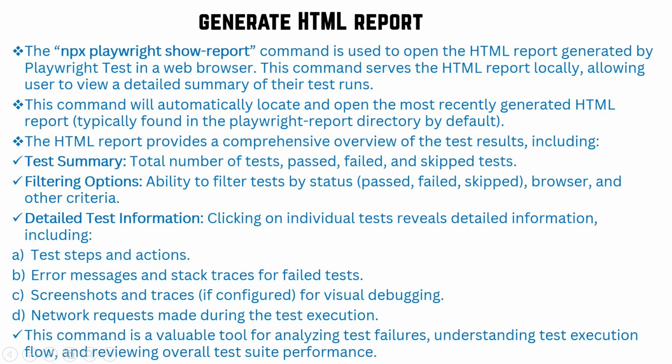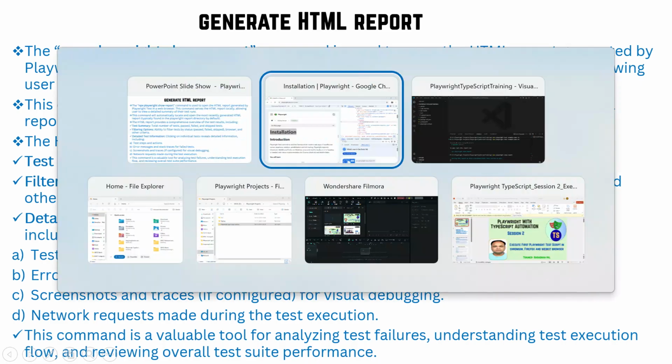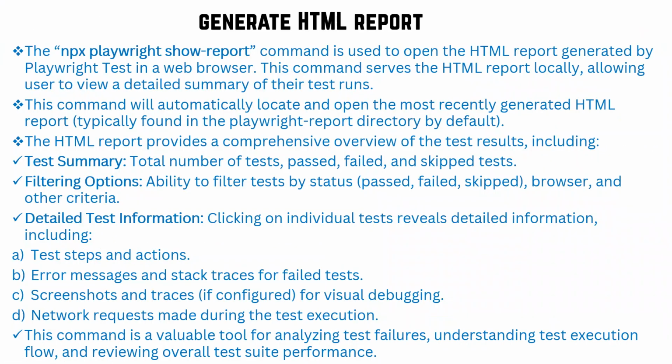Detailed test information: clicking on an individual test reveals detailed information including test steps, actions, error message and stack traces for the failed test case, screenshots and traces if configured for visual debugging, and network requests made during the test execution. That part you have already seen, I have deleted it. Apart from that, this command is a valuable tool for analyzing test failures, understanding test execution flow, and reviewing overall test suite performance. So that is all about the HTML report.